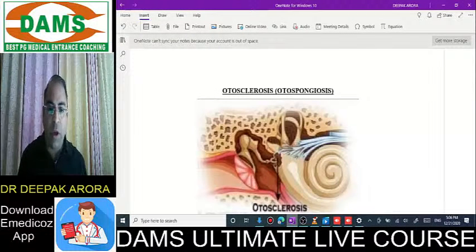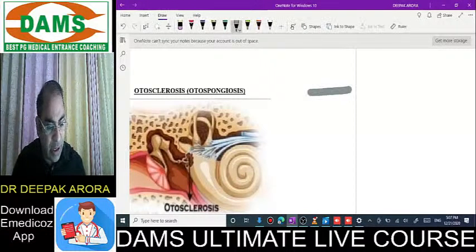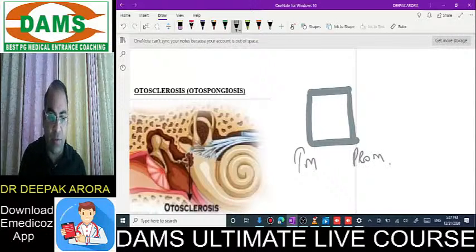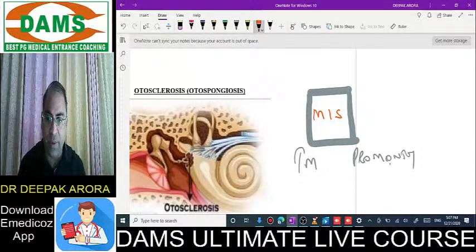Otosclerosis. So first of all, I will teach you what is the basic concept, what is the basic anatomy. Just focus on the screen. This is your middle ear. If I draw a simple line diagram for you, this is your middle ear, this is tympanic membrane, and this is your medial wall. That is what we call the promontory. So in this middle ear, we are having three ossicles: malleus, incus, stapes. Am I understandable?